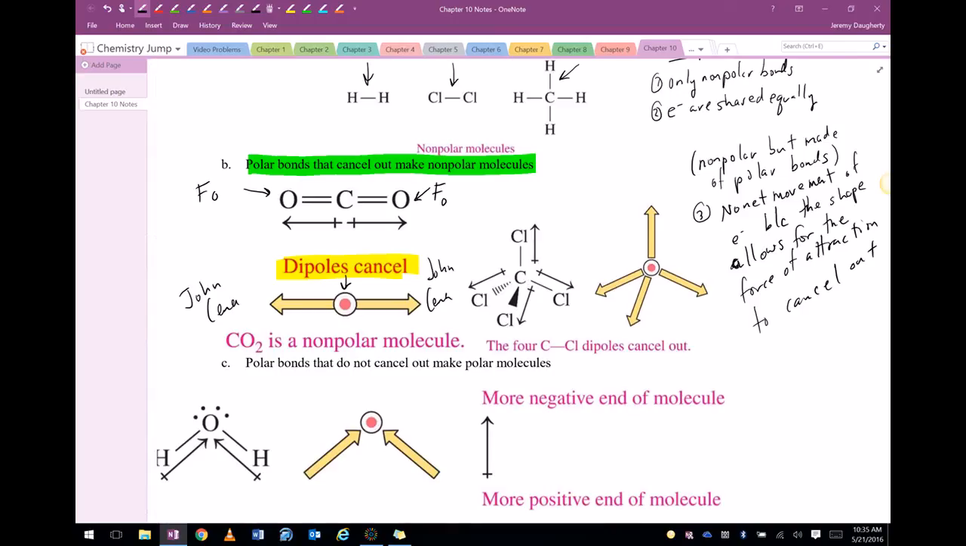The rope will not move, right, if we're playing tug of war. So that means that these electrons won't move. No net movement of the electrons. Why? Because the shape says so.